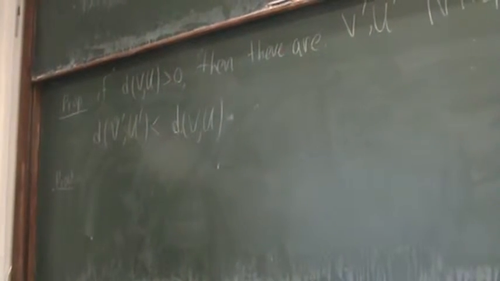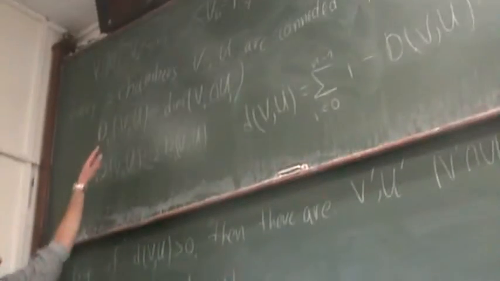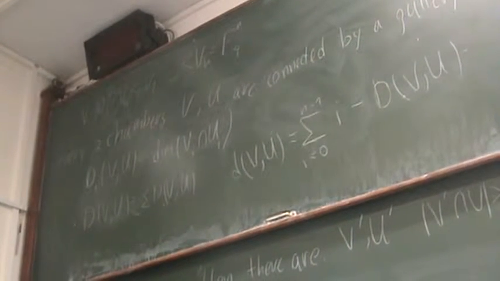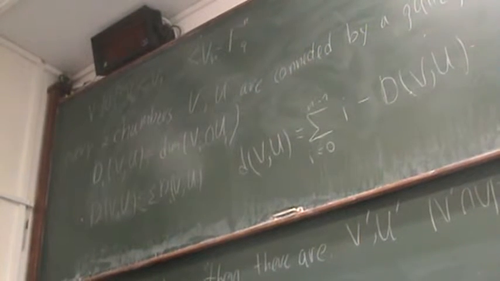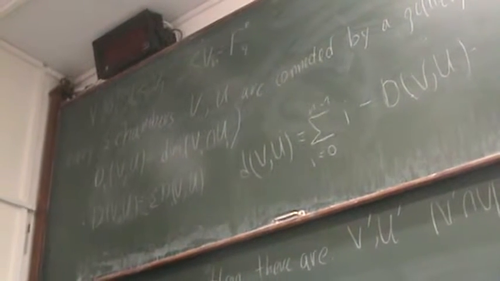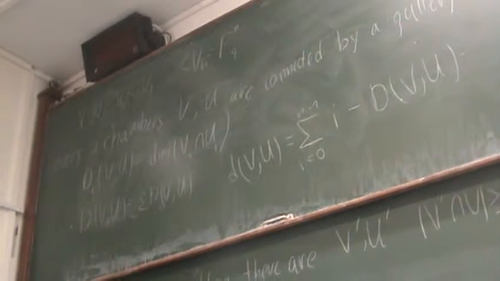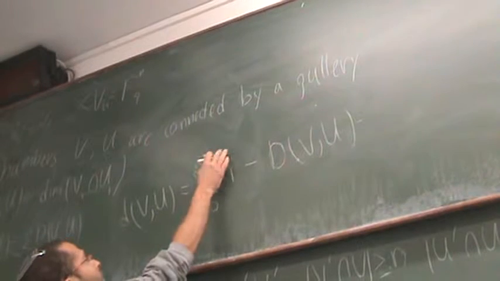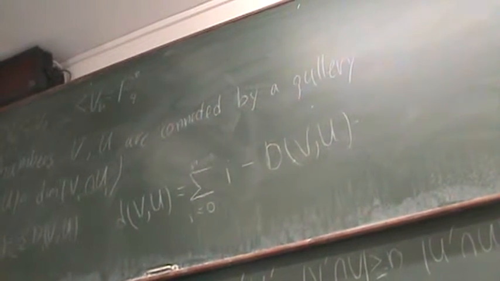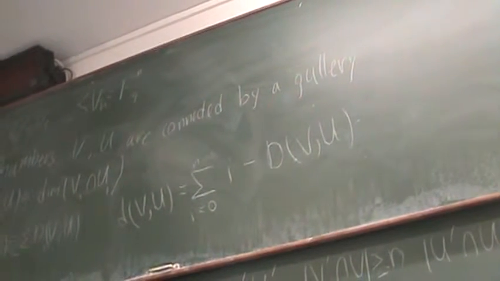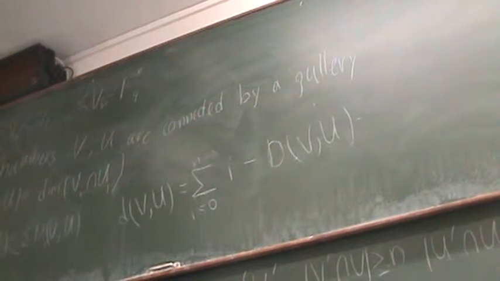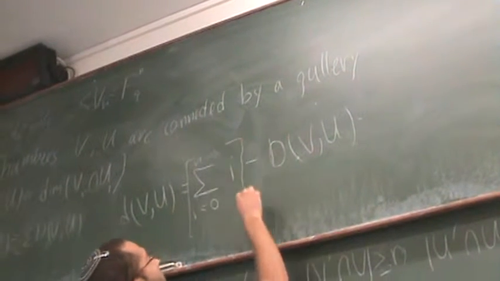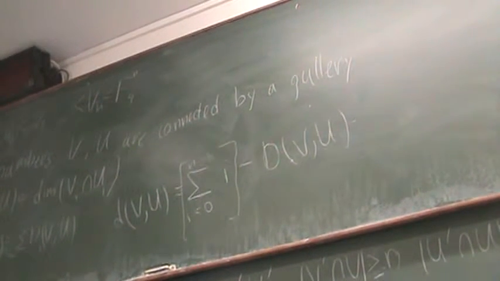So basically we see that these functions, these d_i, are non-decreasing. Just what is it though? The distance VU is equal to what? The sum of i from 0 to n minus 1. You should take it in brackets. Right. Exactly.